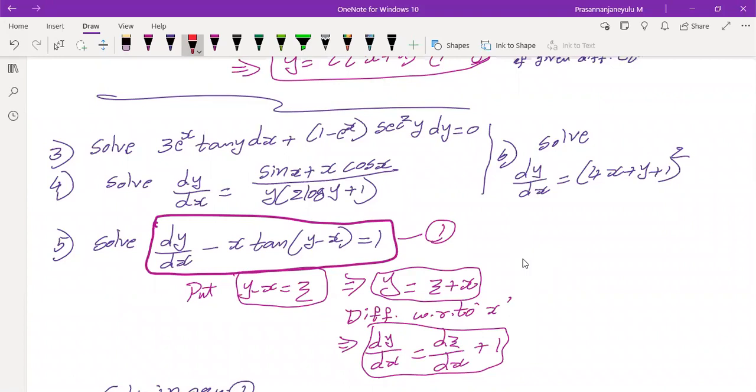If you are unable to separate it, then you can go for the substitution method. Okay, so this is the end of the variable separable method. In the next class, we'll discuss homogeneous.